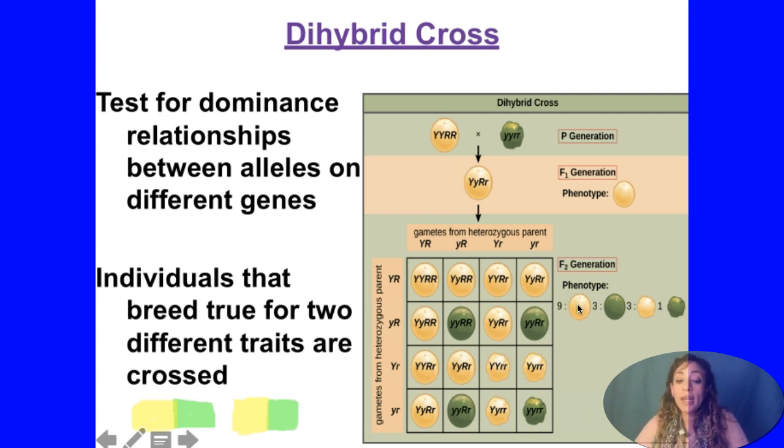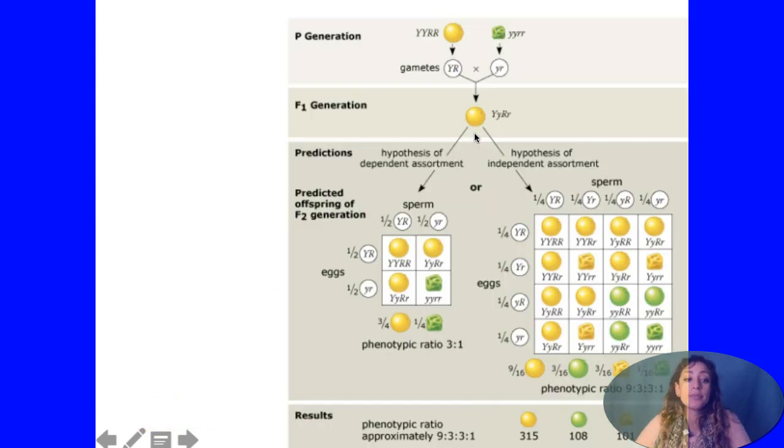There's a total of 9. Then we're going to have 3 of these other kind of offspring, and then 3 of these right here, and then only 1 wrinkled and green offspring right here. So it's known as a 9:3:3:1 ratio phenotypically. It's going to have a different genotypic ratio, but to make things simpler, in this case, we're just going to look at the phenotype. So individuals that breed true for 2 different traits are crossed, and that's exactly what it's showing right here. This is just that part highlighted and enlarged for you to see.